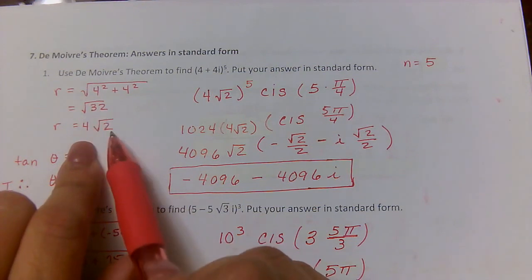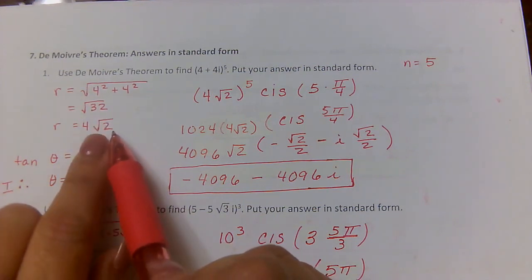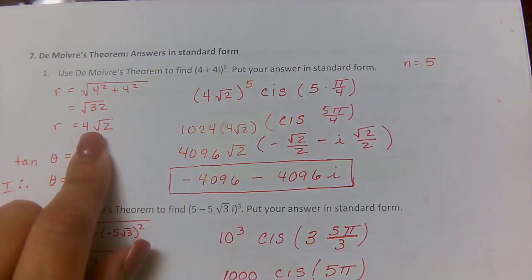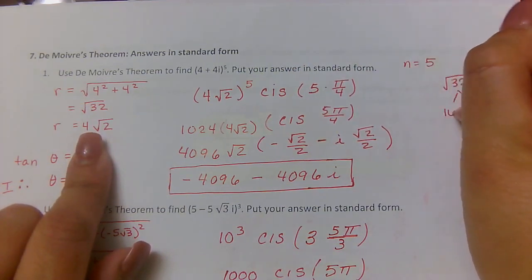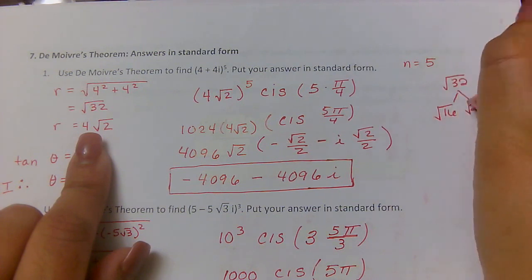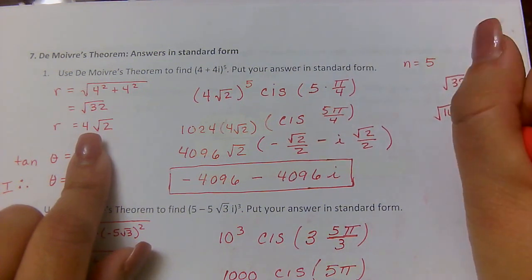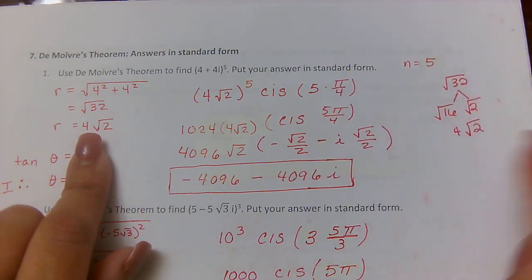Simplify the 32. Remember, 32 is 16 times 2. I'm going to do that over here. Square root of 32. That's the same thing as 16 times 2, and I can square root each one individually. So I get 4 square root of 2.